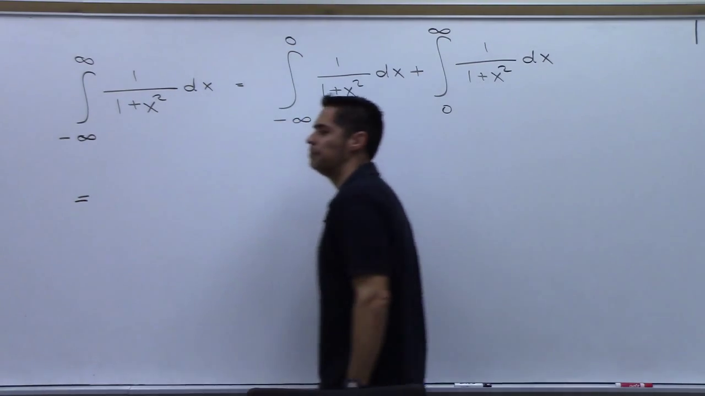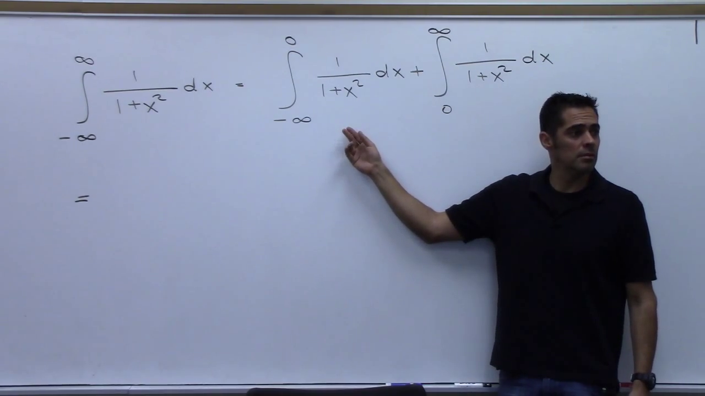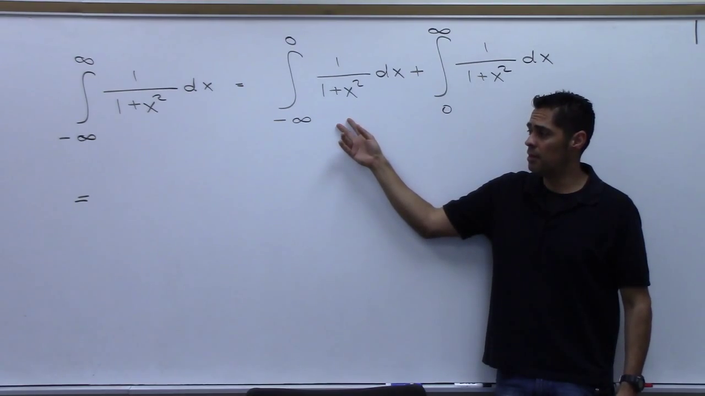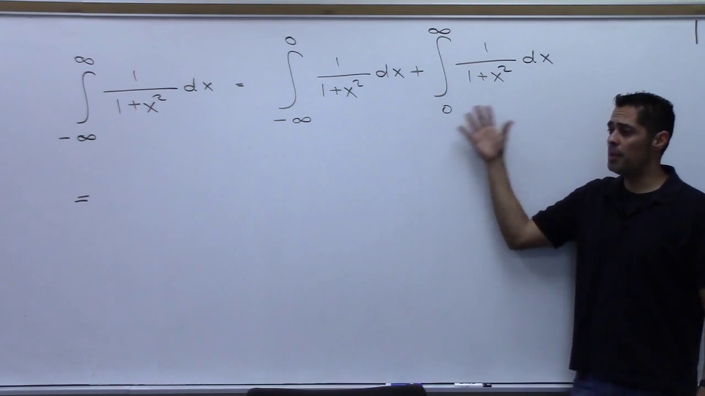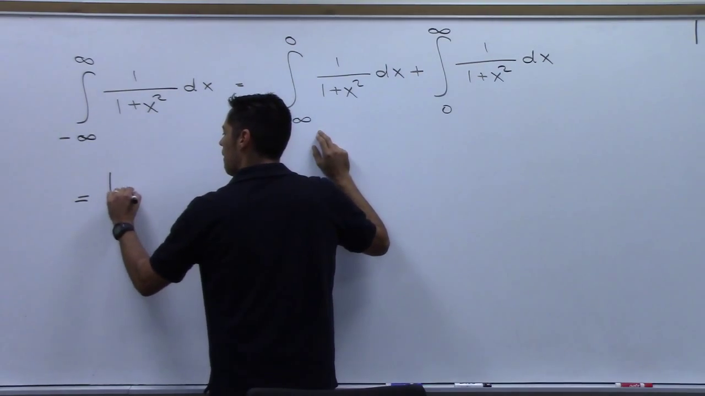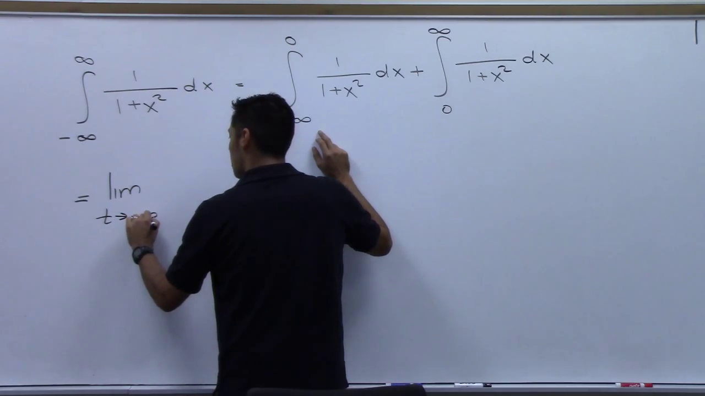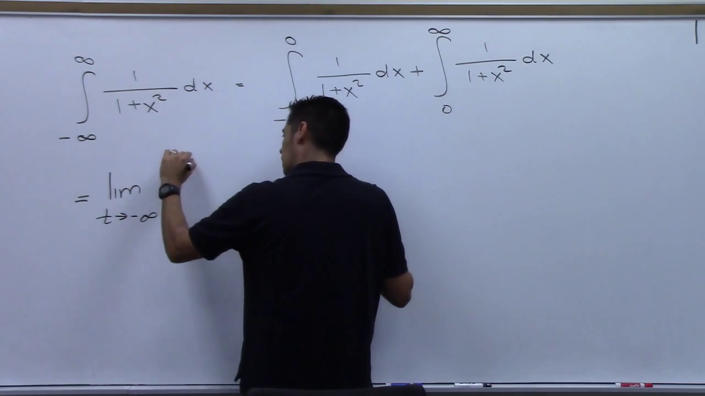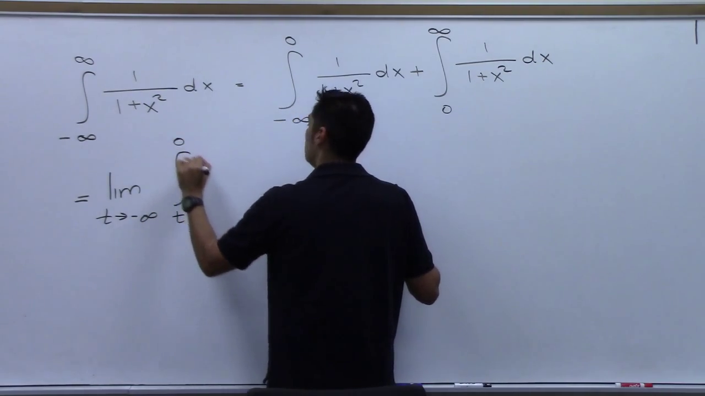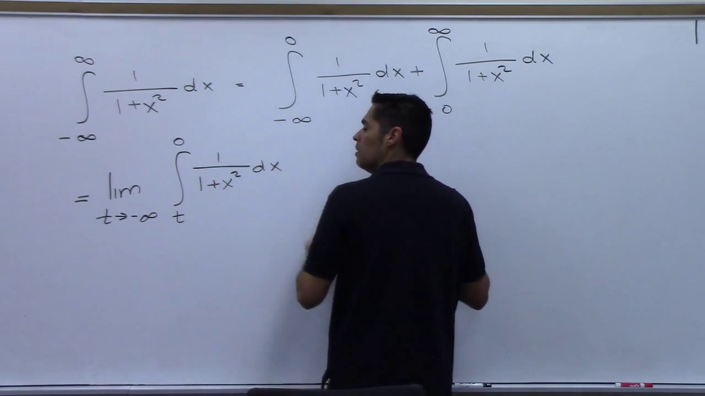What now? What do I do? What is it? Limit. We need to do a limit on this. Figure that out. And then we're going to do a separate limit on this one, right? So this limit's going to look like this. Limit t goes where? Negative infinity of the integral from t to 0, 1 over 1 plus x squared dx.